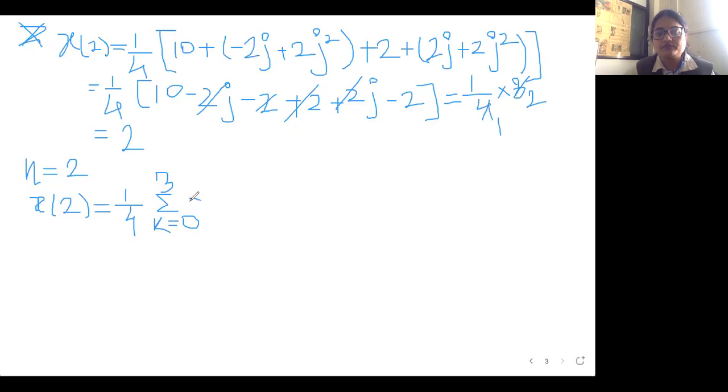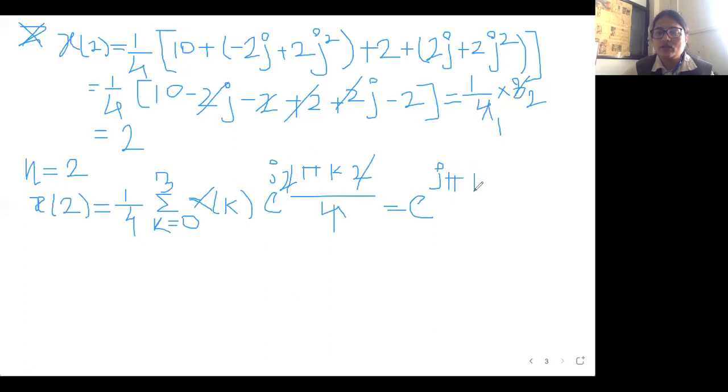X of k multiplied by e raised to j 2 pi k, because k we will be substituting later. Now the value of n is 2 divided by 4. So we can write the simplified form of this exponential part. This 2 and this 2 will cancel each other, and this 4. So ultimately you will obtain e raised to j pi k, right?